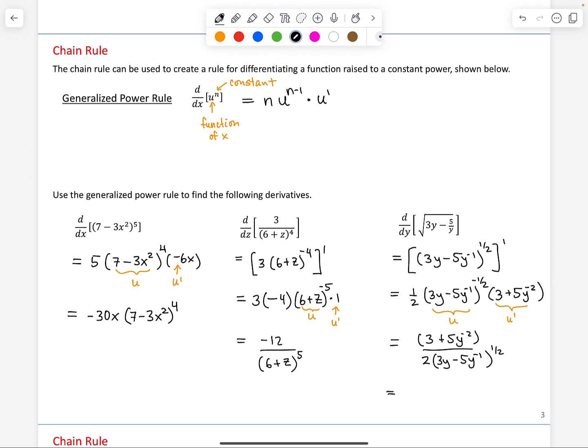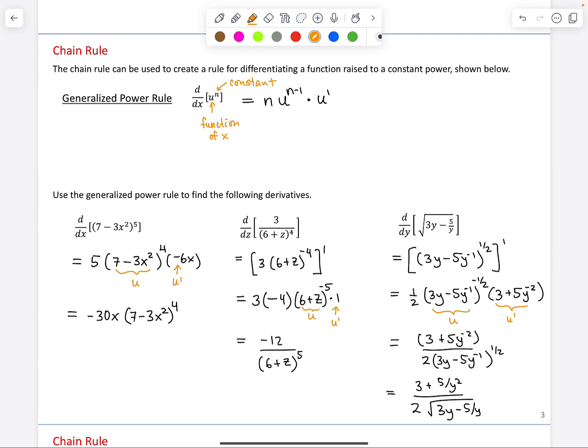And one step further, I'll get rid of the negative powers and change that 1/2 power to a radical. So this is 3 plus 5 over y squared, all over 2 times the square root of 3y minus 5 over y. I recognize that this is a complex fraction, but I won't take the time to simplify this to become a non-complex fraction. We'll leave our derivative here at this stage.